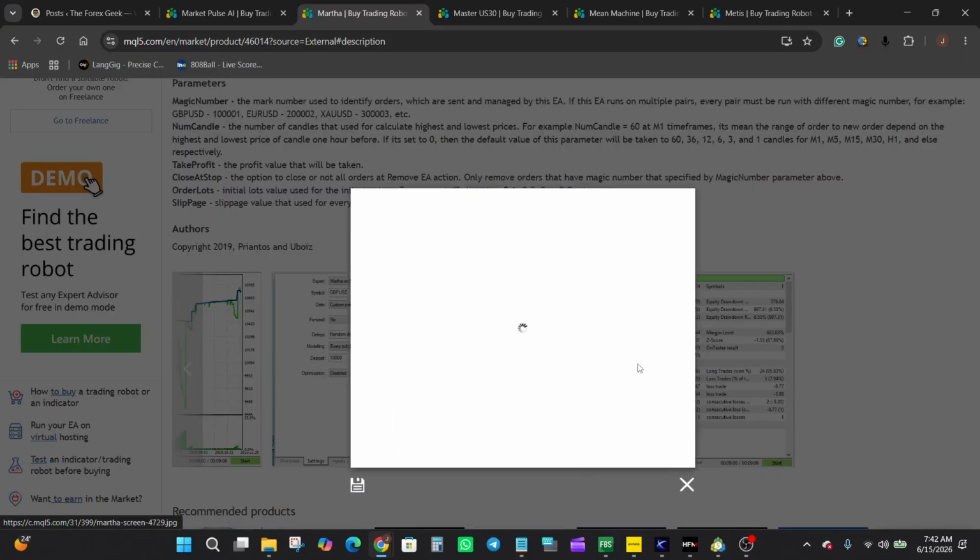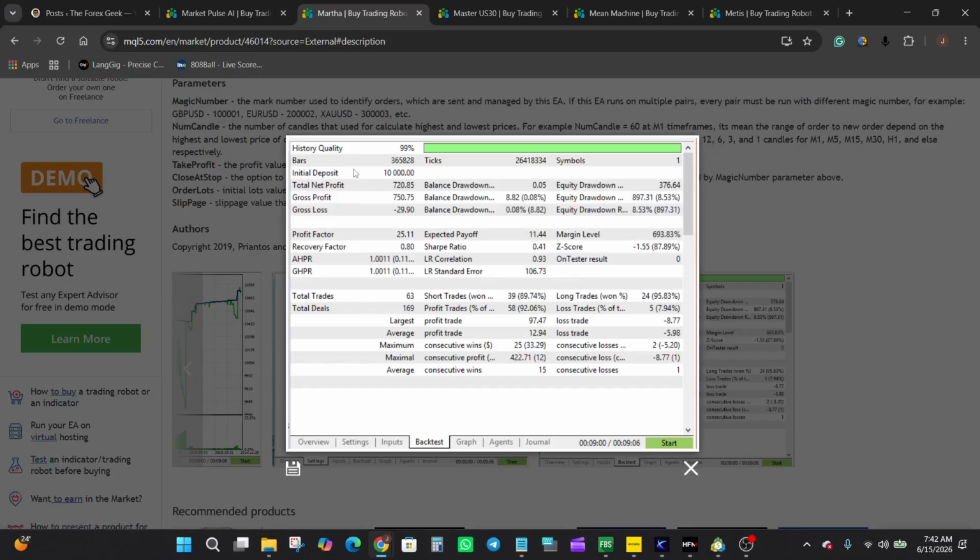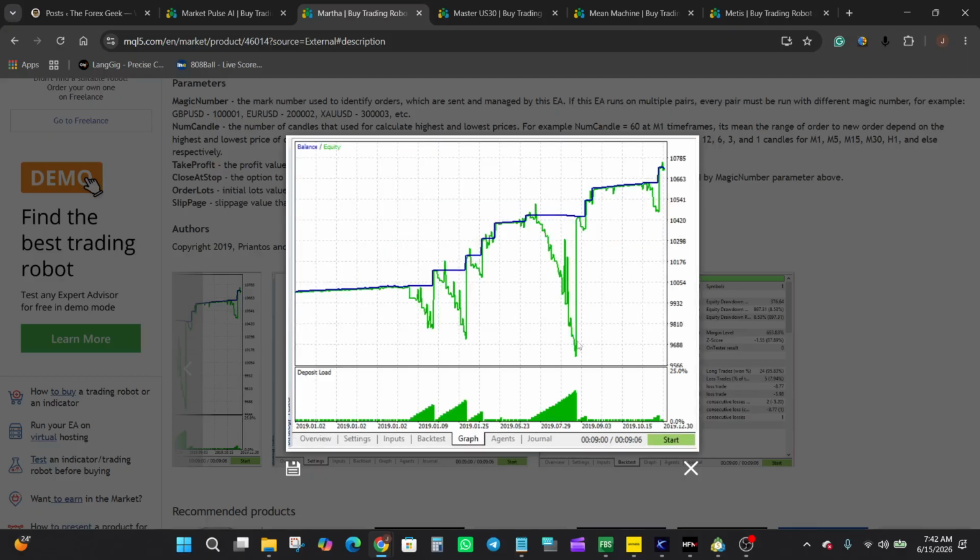And let us just briefly look at what we have here displayed. This shows us a deposit of $10,000 and total net profit was 720.85. Total trades were 63, out of which 58 were profitable, giving us a 92.06% win rate, right? That's pretty impressive. But I can see that the drawdowns were so massive. You can see here, look at how massive this drawdown was.